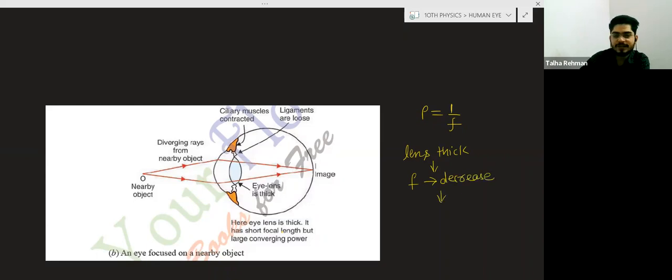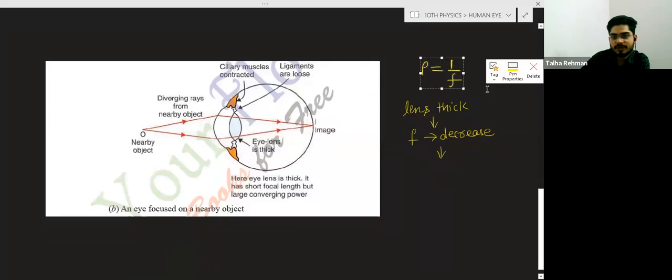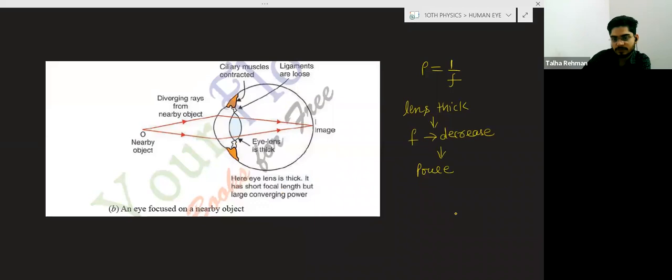So if your focal length decreases, then from this formula you can say your power will increase. Power of the lens will increase.